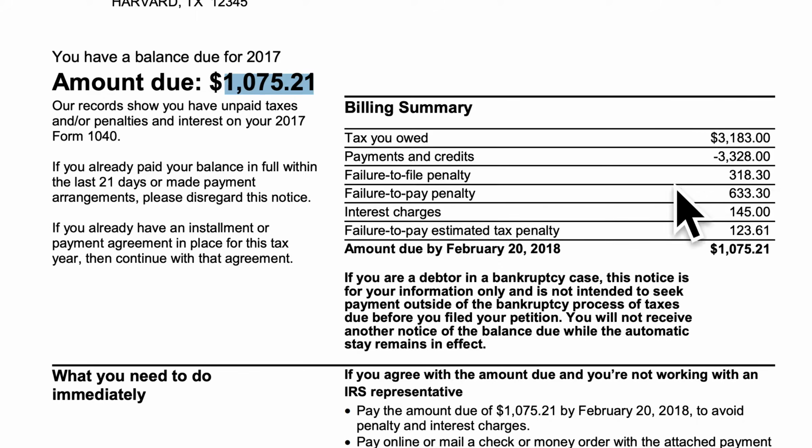So there's a failure to pay penalty, which is a little bit different. The failure to pay penalty is 0.5% of a tax bill for every month or part of a month that it remains unpaid. The interest charges would be accrued on a daily basis on the outstanding tax and penalty. And then at the bottom, there's also a failure to pay estimated tax penalty.